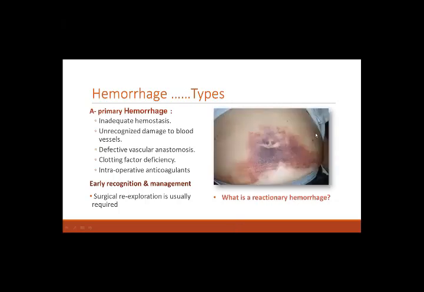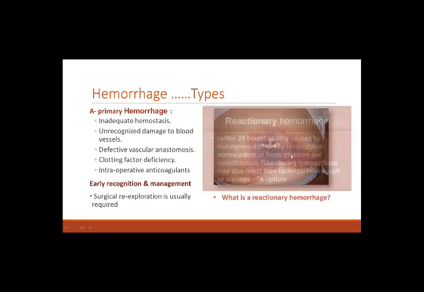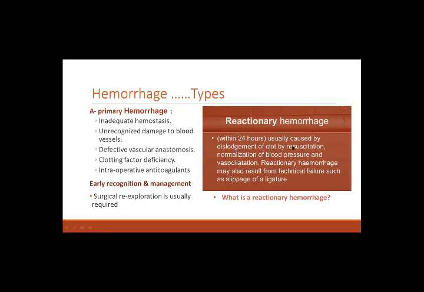Wow, this is supposed to be the tummy of a patient like say 14-15 hours after a laparoscopic cholecystectomy or some sort of surgery. Okay, here you can see that the entire skin is blotched up. There is staining of the skin because of the underlying hemorrhage. Okay, this indicates a reactionary hemorrhage. How do we define it? It occurs within 24 hours and it is caused by dislodgement of a clot during resuscitation when the blood pressure of the patient normalizes after the effects of anesthesia wear off.